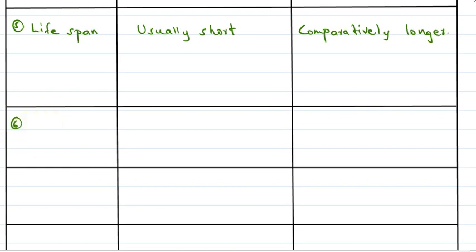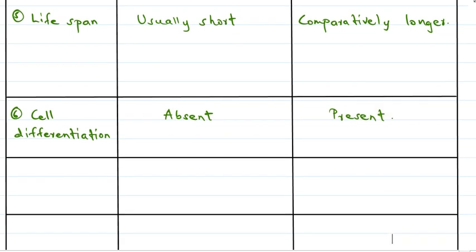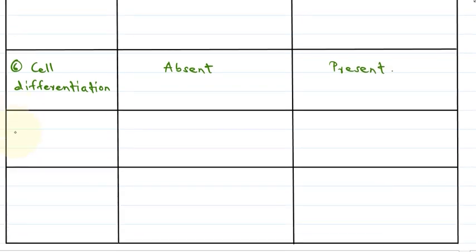Okay, then the next parameter or characteristic would be the cell differentiation. Okay, so in unicellular organisms the cell differentiation is absent, whereas in case of multicellular organisms the cell differentiation is present.